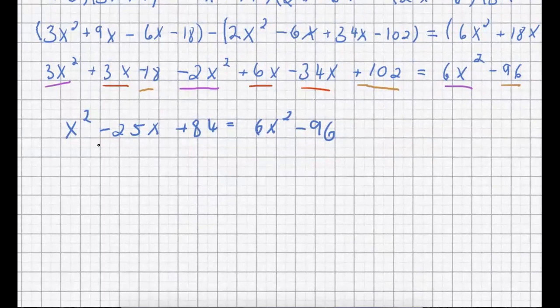What do you say? Well, now we have to לכנס the other ones. So x בשנייה פחות 6x בשנייה. So it would be like 1 minus 6. So minus 5x בשנייה. Minus 25x. ואז 84 ועוד 96. 180. Perfect. Equals 0.